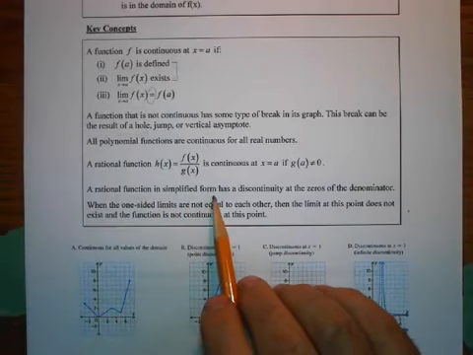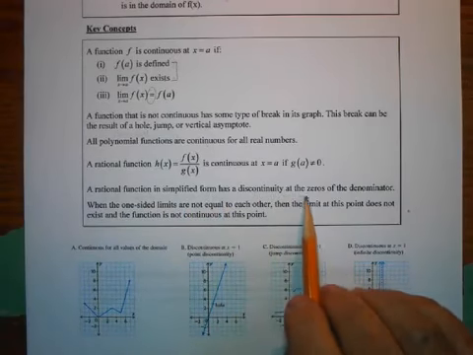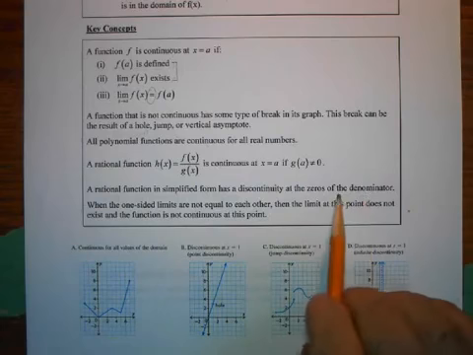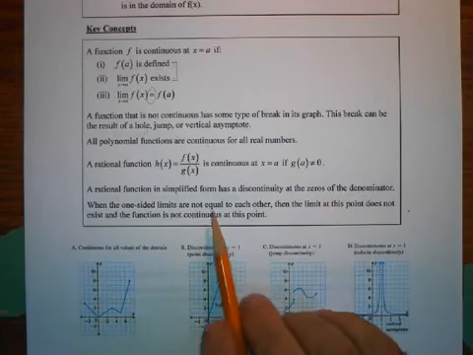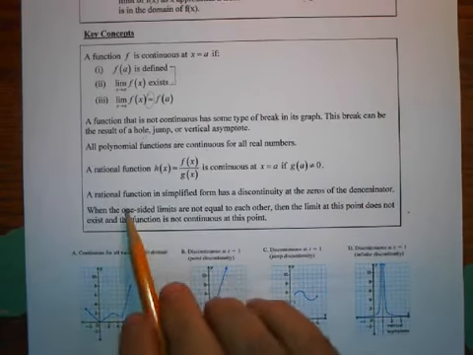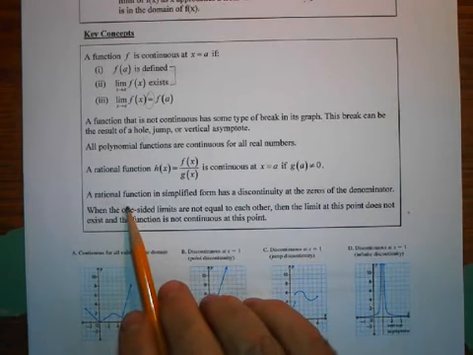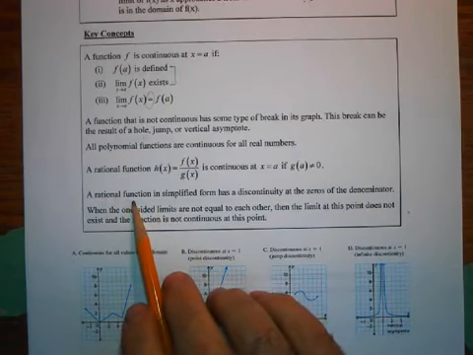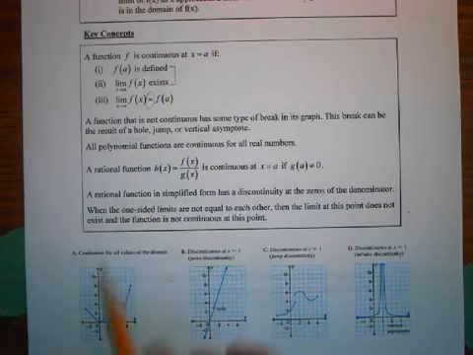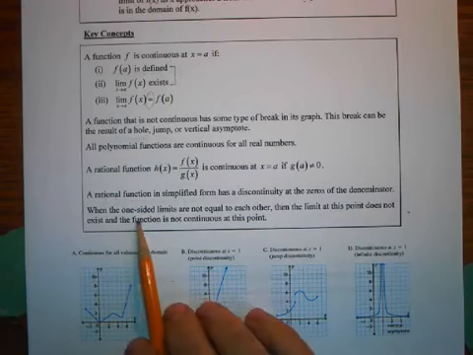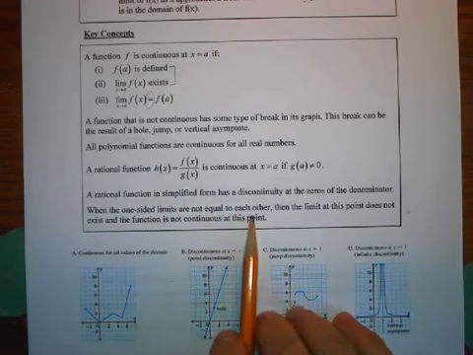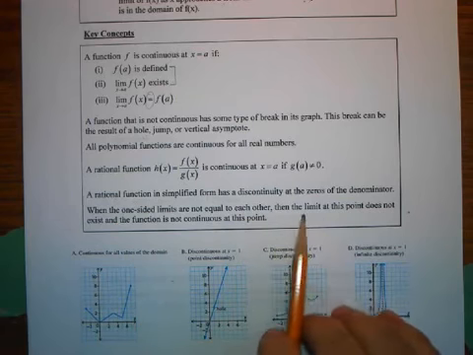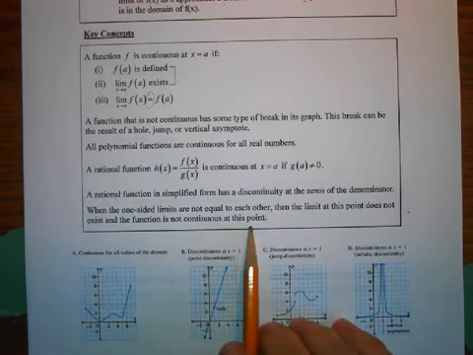A rational function in simplified form has a discontinuity at the zeros of the denominator. Okay, so if you factor the denominator of a rational function, you'll have either a hole or a vertical asymptote where those factors equal 0. When the one-sided limits are not equal to each other, then the limit at this point does not exist and the function is not continuous at this point.